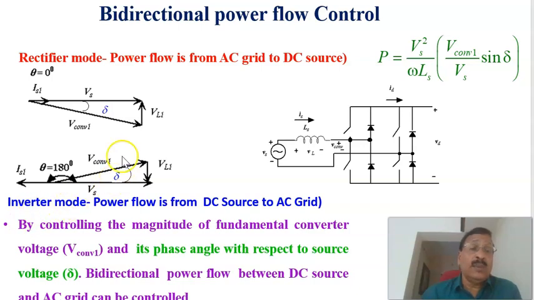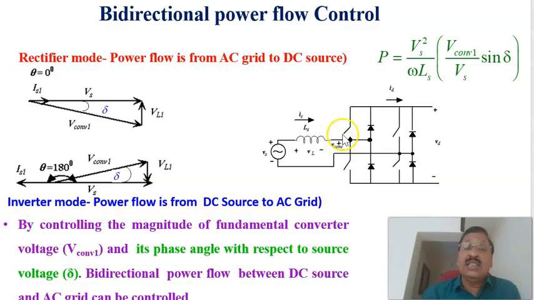Therefore, this is the inverter mode of operation and this is the rectifier mode of operation. What we are doing is controlling the fundamental component of the converter, both magnitude and phase angle. Thereby, you can change the power flow between the DC source and the AC grid. Therefore, by controlling the magnitude of the fundamental converter voltage, V converter 1, and its phase angle delta with respect to the source voltage, bidirectional power flow between the DC source and AC grid can be controlled. In one direction it is working as a rectifier, and in the other direction it is working as an inverter.